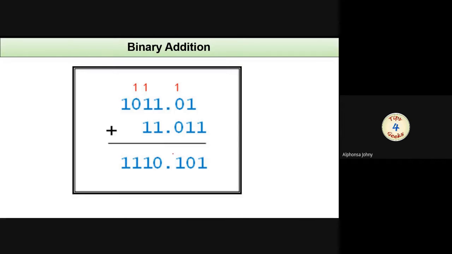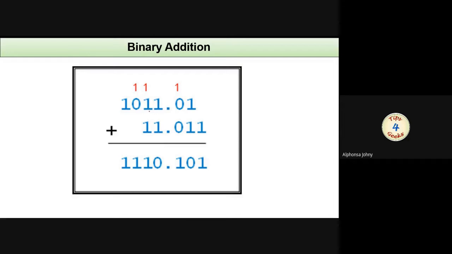So I think it's clear. I will explain once more. 1 plus 0, 1. 1 plus 1 equal to 0 with a carry 1. So here is carry. In this position, we need to add 1 plus 0 plus 0. 0 plus 0 is 0. 0 plus 1 is 1. Then binary point. 1 plus 1 equal to 0 with a carry 1. It's forwarded to the next bit position.